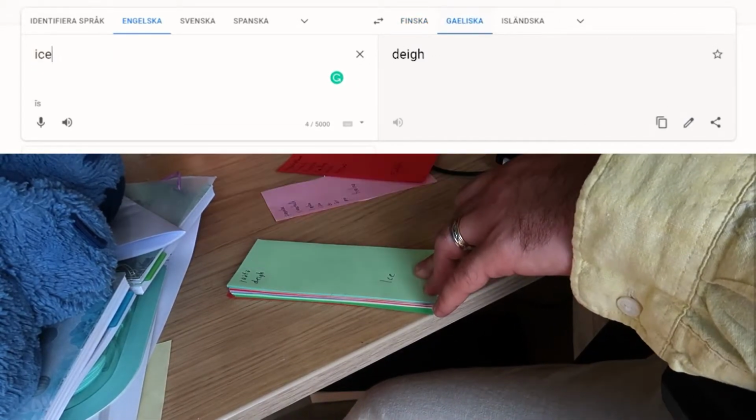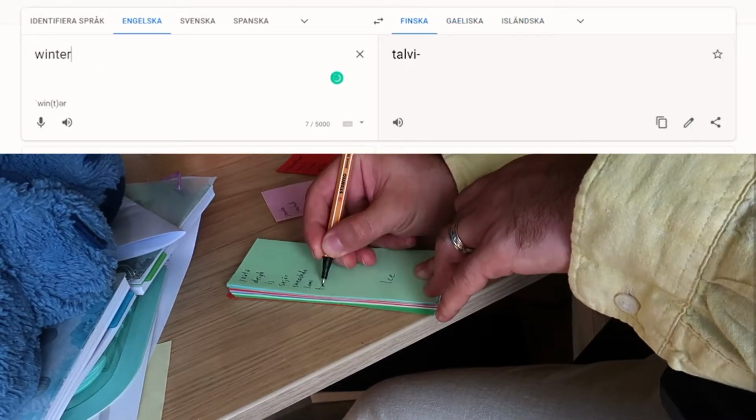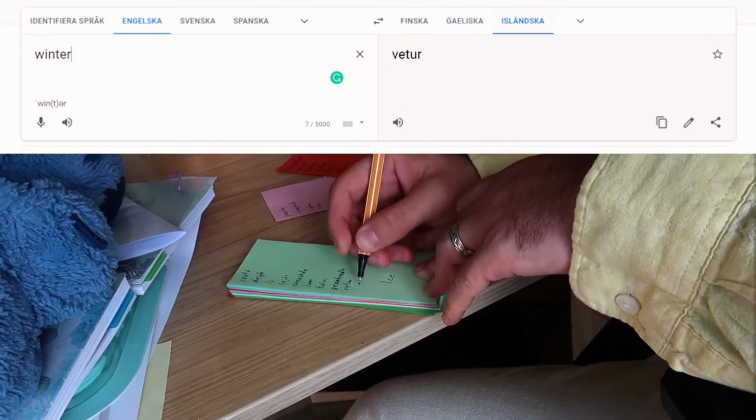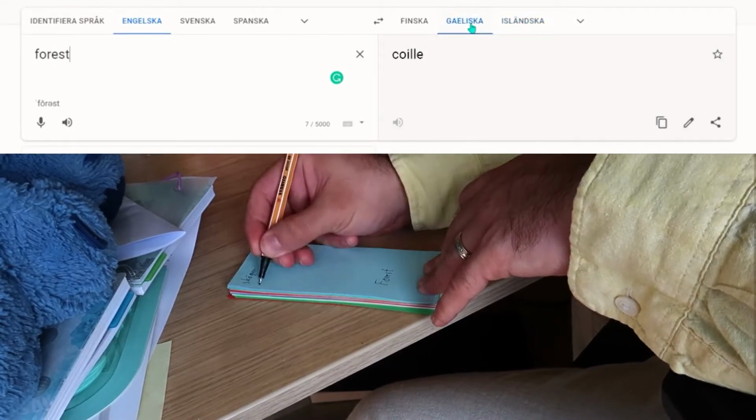The reason I picked these languages, by the way, is that Icelandic is the most Old Norse sounding language that I know of, and Finnish and Scottish Gaelic are just 2 really cool languages, and I wanted to see if I could add them in.